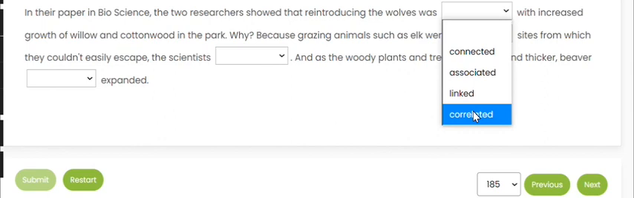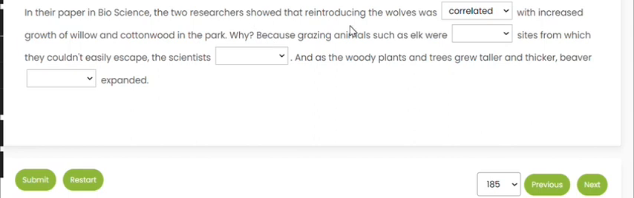And correlated is when the two things are mutually connected with each other. Mutual connection means that if one thing changes, the other one has an automatic effect on that. So one thing increases, the other also increases, so one affects the other. That is a correlation. And here, according to the context, they wanted to say that reintroducing the wolves was correlated with increased growth of willow. Means if the growth of willow will increase, there will be more wolves.